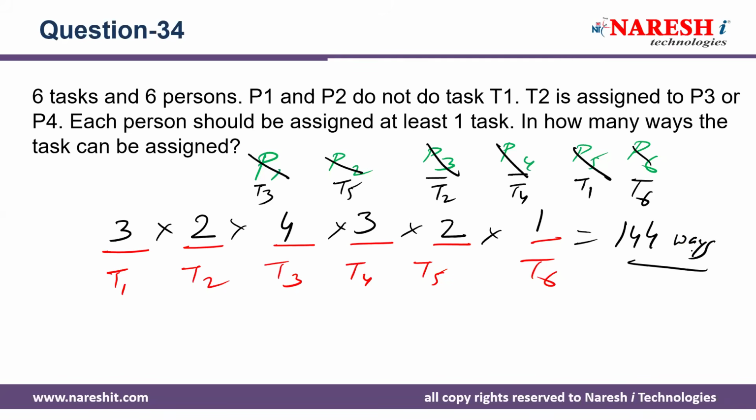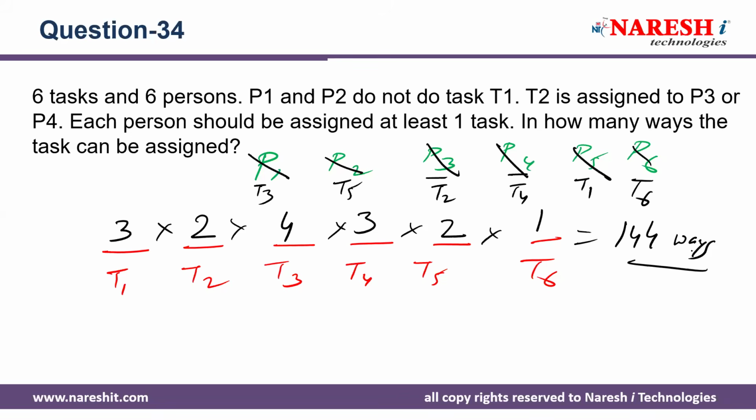Check properly. There are six people. First, they told that T2 should be assigned to P3 or P4 only. So T2 has only two options out of P3 and P4. But only one person gets one task, so I assigned P3 task 2. We are left with five more people. But task 1 cannot be given to P1 and P2, so remaining only three people.